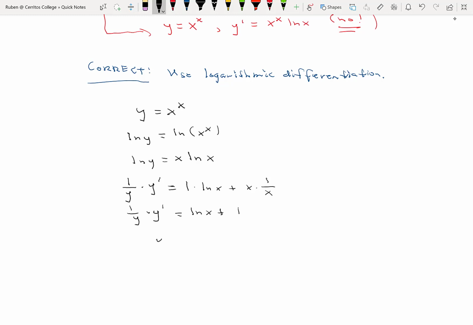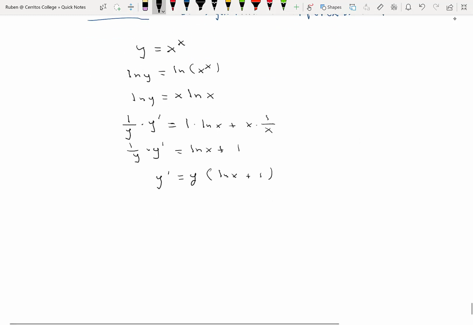Then I want y prime by itself. Remember, we're after the derivative, the rate of change. So I'm going to multiply both sides by y, and we get y times, on the right-hand side, the natural log of x plus 1. So we have an explicit solution. Then the derivative, substituting the original y as x to the x power, is x to the x times the natural log of x plus 1.